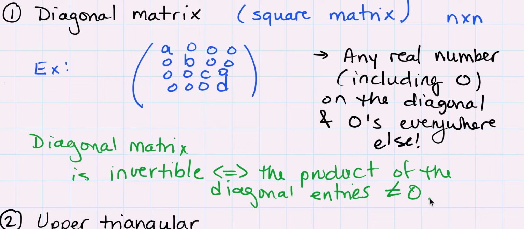Now, if the product of the diagonal entries is equal to 0, then at least one of the diagonal entries has to be equal to 0, right? For example, A times B times C times D, if I multiply them and get 0, by properties of real numbers, at least one of them is 0. And if at least one of them is 0, then you can't have a matrix that's row equivalent to the identity matrix. Okay?